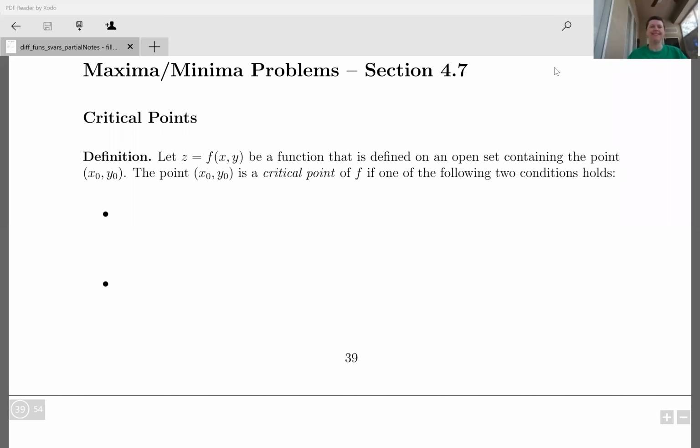Hi there. Now we're going to talk about maxima and minima problems. Well, we're going to start talking about it. This is going to cover several lectures for us. So let's define a critical point first of all.